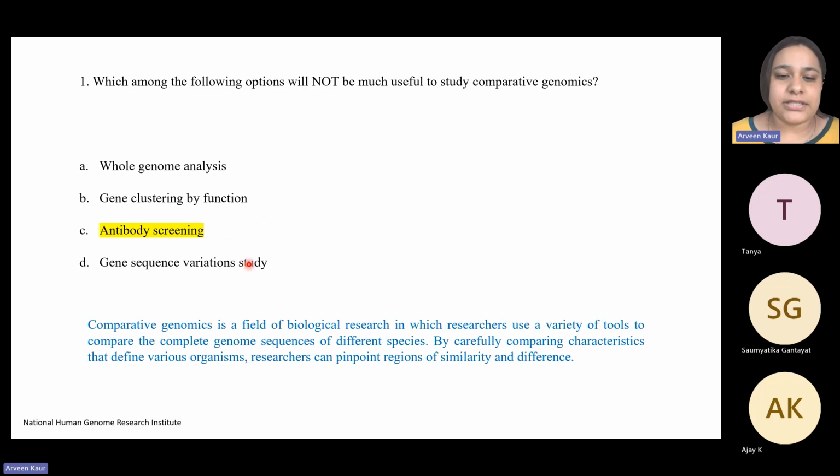So, comparative genomics is a field of biological research in which researchers use a variety of tools to compare the complete genome sequences of different species. By carefully comparing characteristics that define various organisms, researchers can pinpoint regions of similarity and differences.